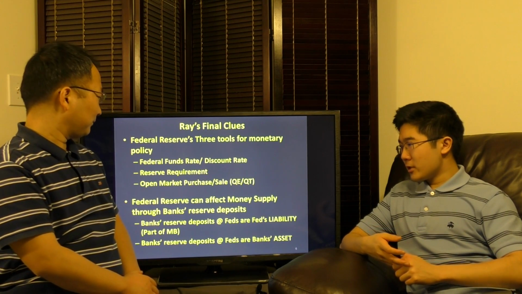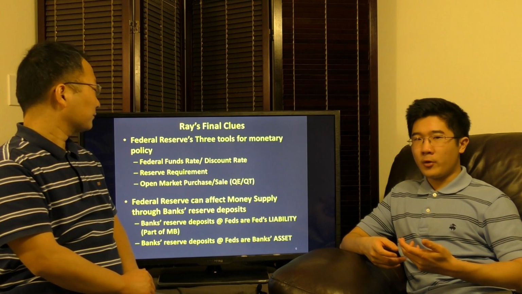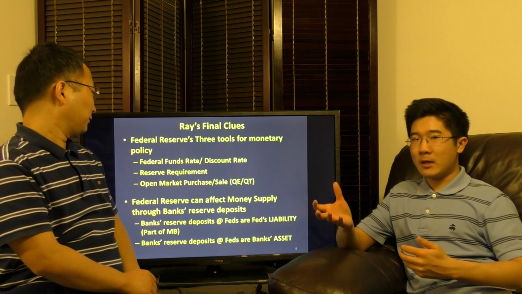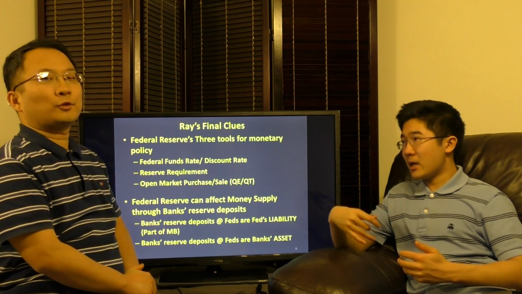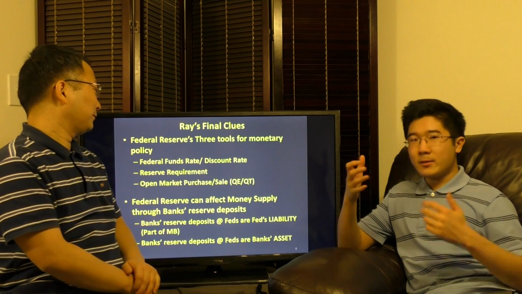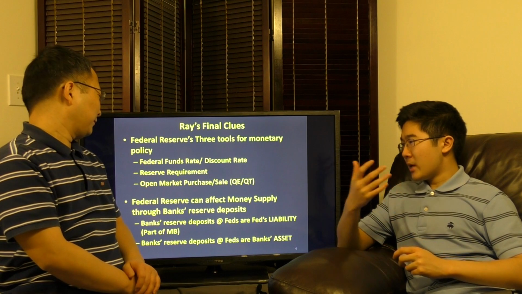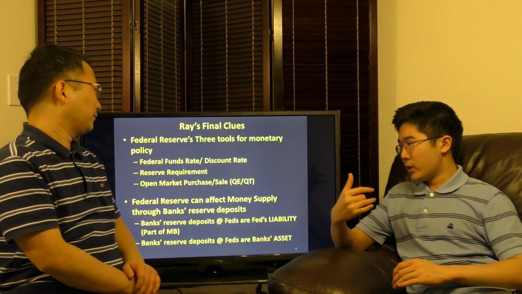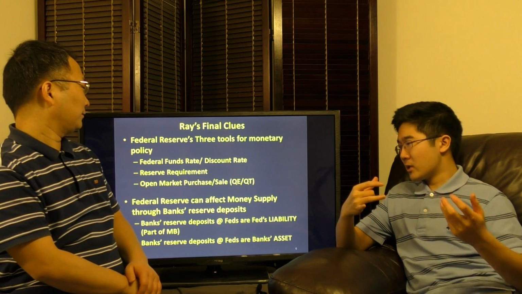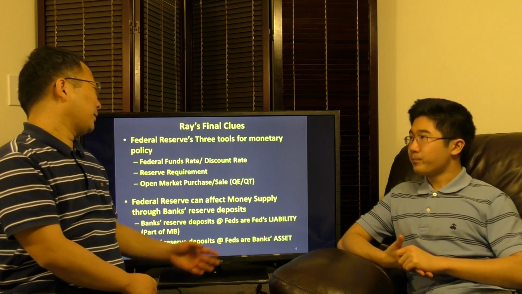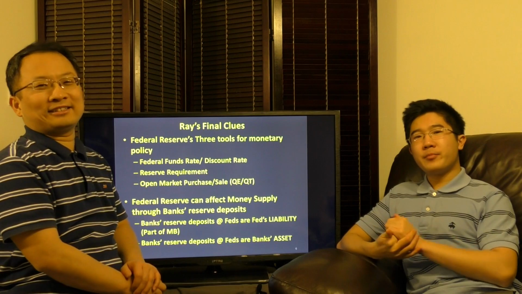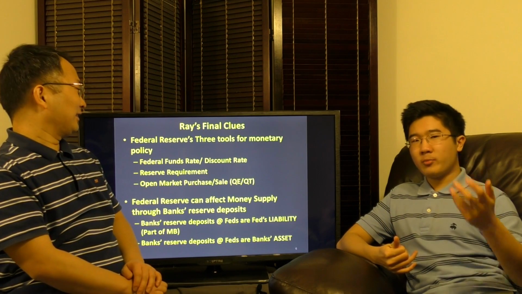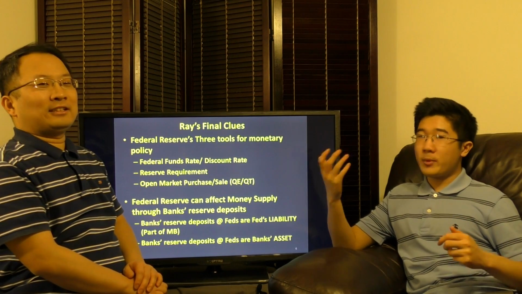Just like how our deposits in the banks are our assets and the bank's liabilities, a bank's deposit into the Fed is the Fed's liability. The Fed is the bank for banks, basically. The reserve deposits are the Fed's liability, and they are the banks' own assets. Think about it as banks being the Fed's customers. Just like your bank is your bank, the Fed is your bank's bank.